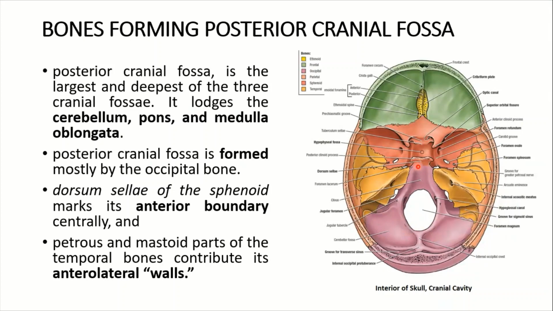So this is the dorsum sellae of the sphenoid, which marks its anterior boundary centrally, and the petrous part and the mastoid parts of the temporal bones contribute to its anterolateral walls, right? This is central. This is the petrous part of the temporal bone, and this is the mastoid part of the temporal bone. This is part of the parietal bone. This is the mastoid angle of the parietal bone. So you can see that there.